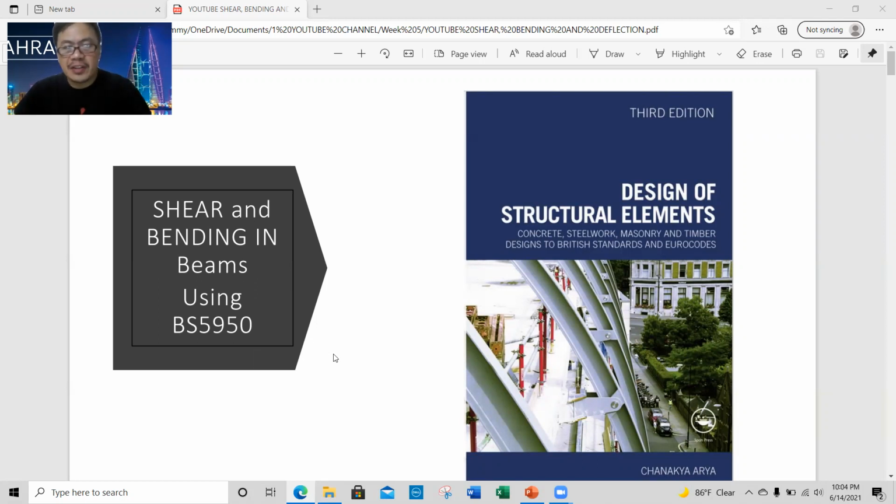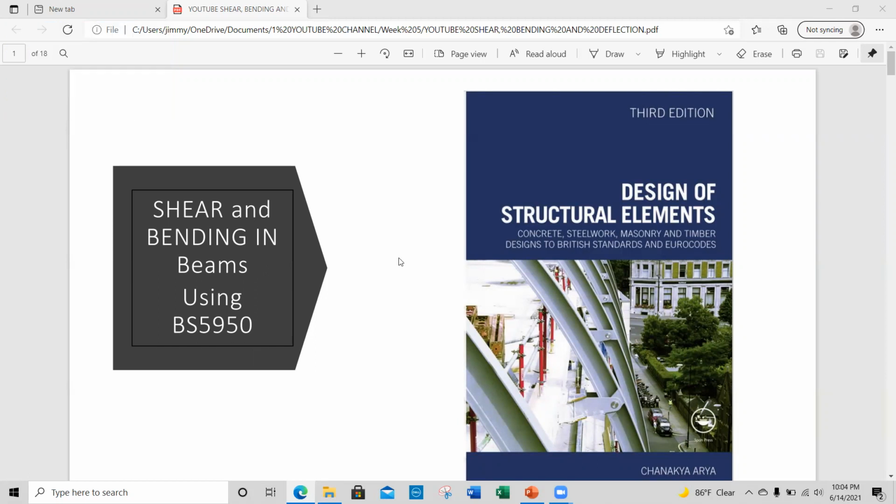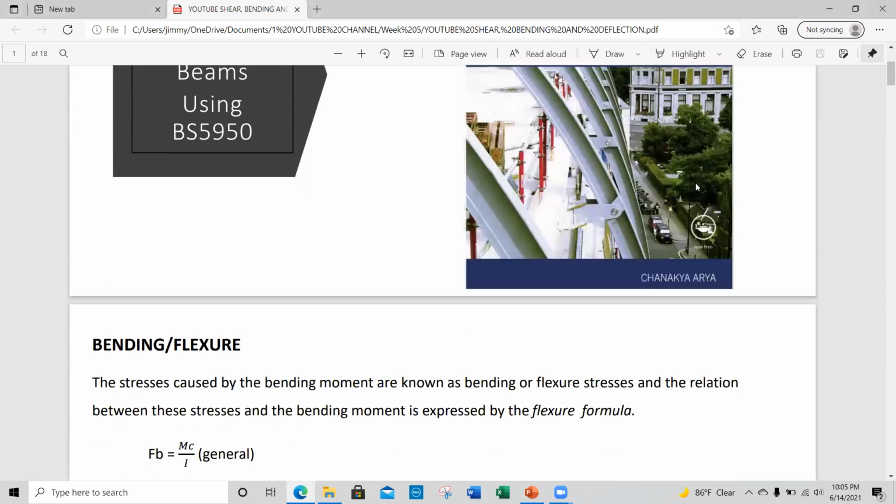I'm going to discuss today about shear and bending in beams using BS5950. Okay, so let's start. Let me just acknowledge my author reference of the book that I'm using for this discussion. This is from the Design of Structural Elements by Chanakya Arya. Okay, so let's start.